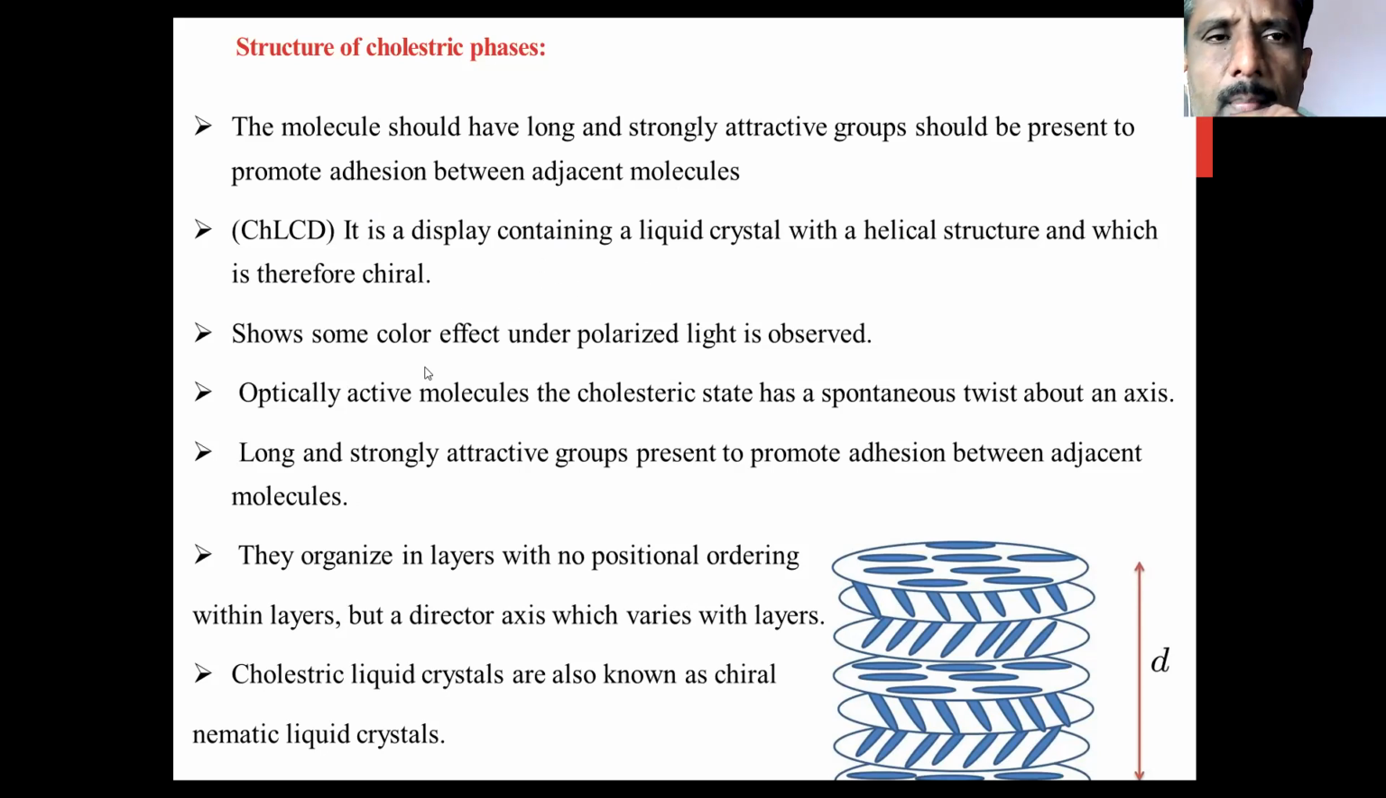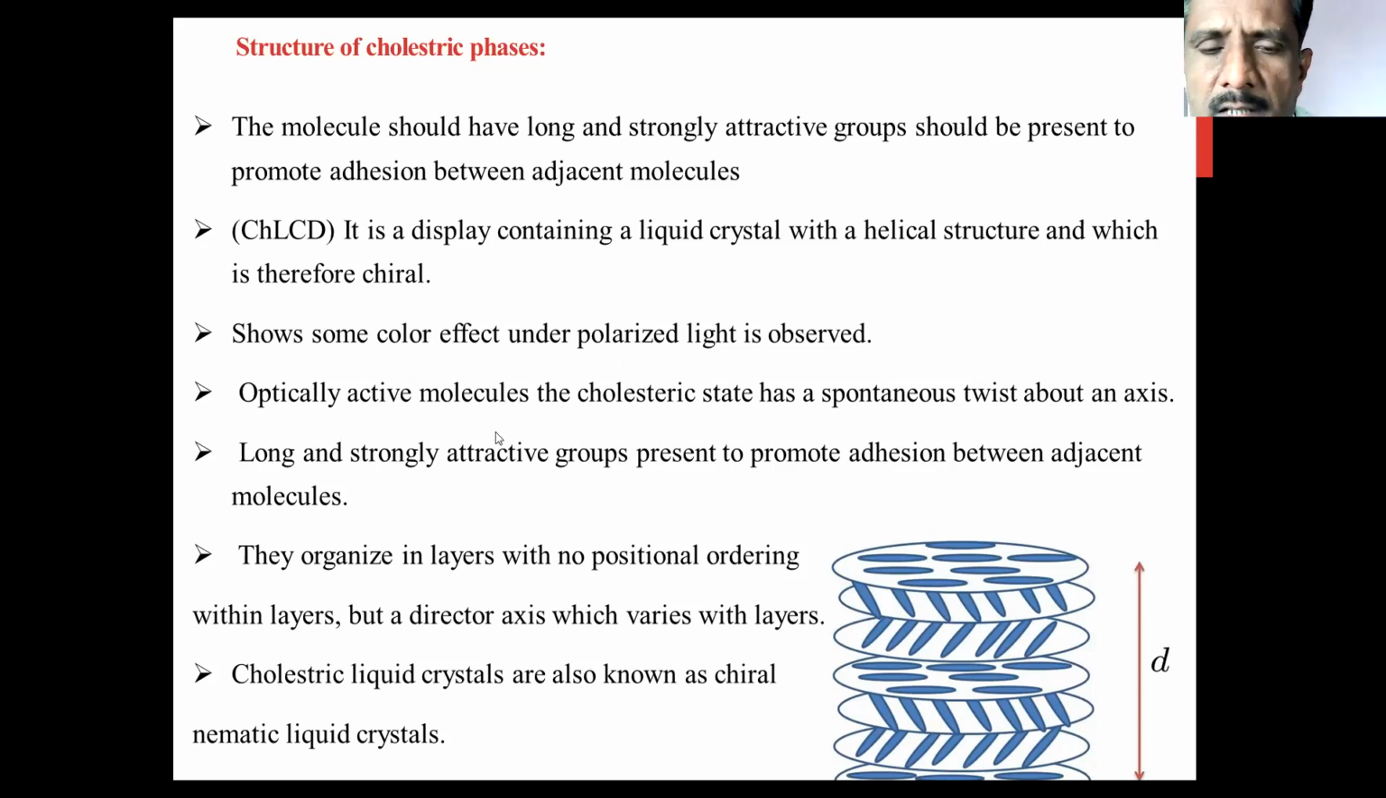The next point is that such cholesteric phases show a color effect under polarized light, which is observable. If you shine polarized light on these cholesteric phases, they show different types of color. This is a unique property of the cholesteric phases. If we want a certain color, we will get that specific color by applying polarized light on the cholesteric phases.